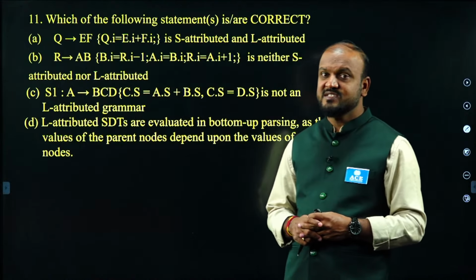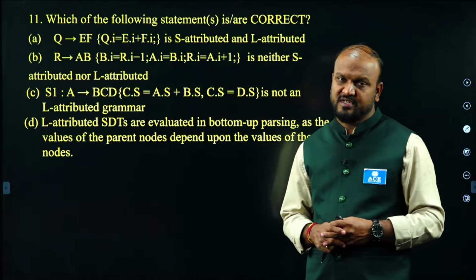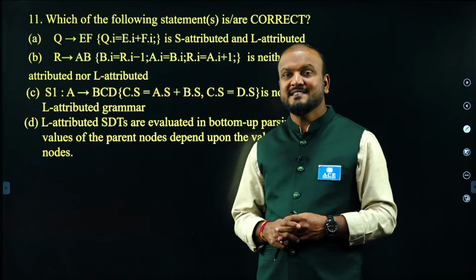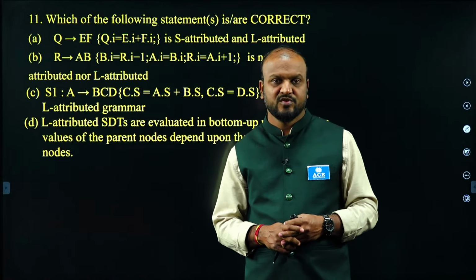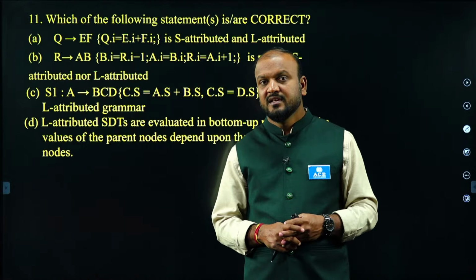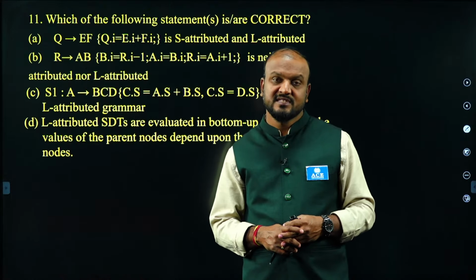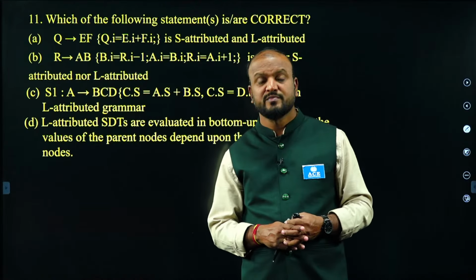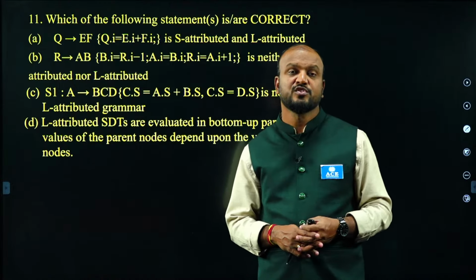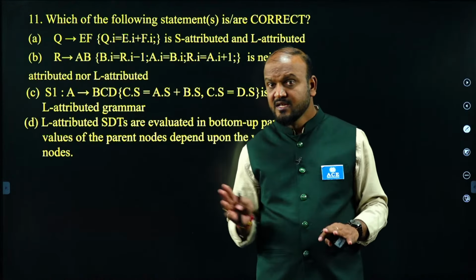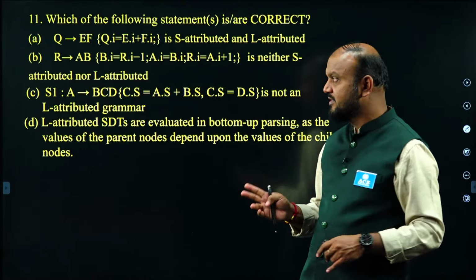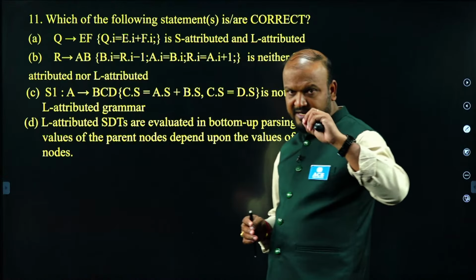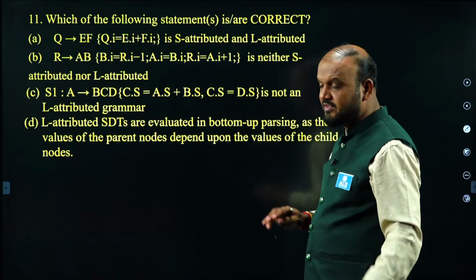SDD is of two types, S attributed and L attributed. We can call an SDD S attributed if it uses only synthesized attributes, no inherited attributes. L attributed is required to have synthesized and/or inherited attributes, but the condition on inherited attributes is that they should be evaluated from left to right, not from right to left. That means it should be evaluated from the left sibling but not from the right siblings. Keep in mind that point. Based on that you can solve the questions.